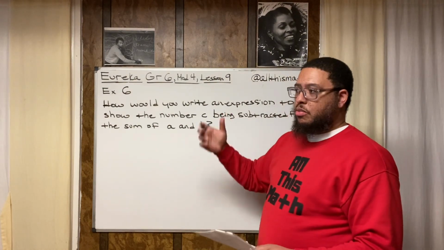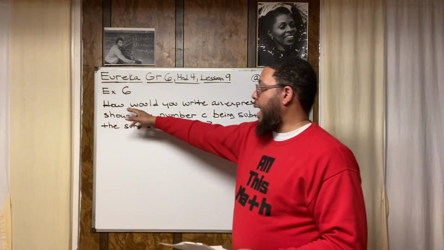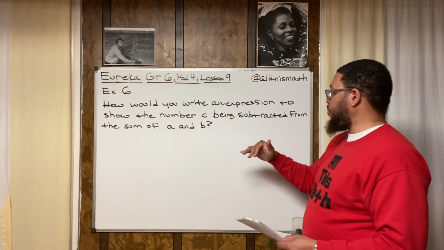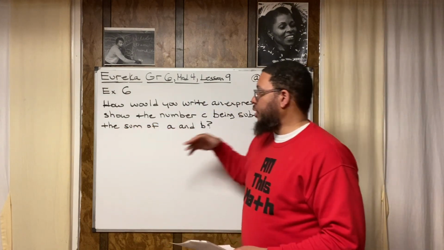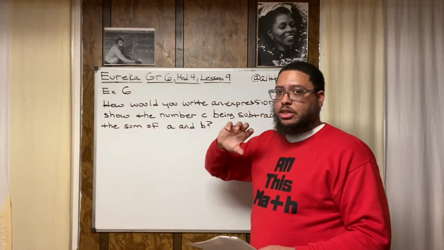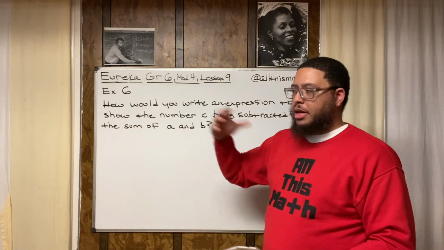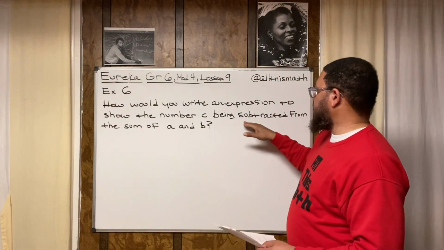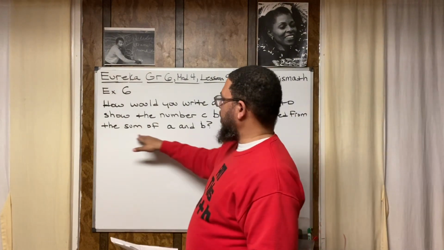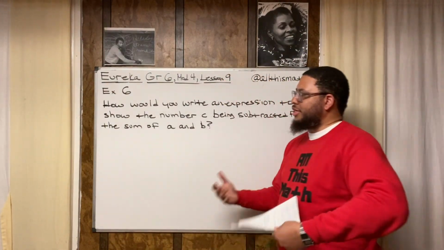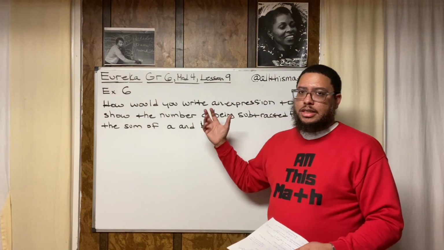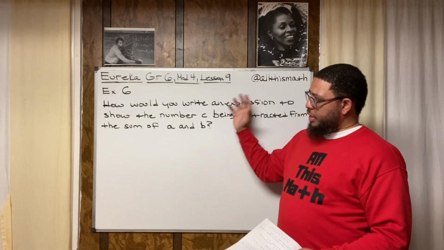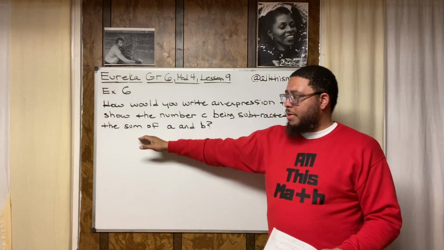Now, this is a little more involved. Let's read it again. How would you write an expression? So we know we're looking for an expression, not an equation. When we say to show, that means it's equal to, or it equals this. The number C being subtracted from the sum of A and B. So when we deal with this, we want to translate it, because again, math is a language. We got to treat it as such. So we want to translate this sentence into a mathematical expression.